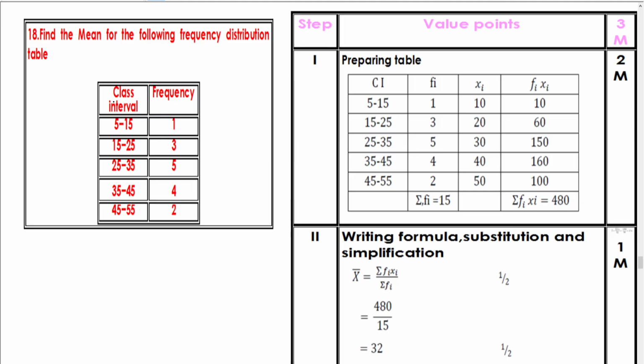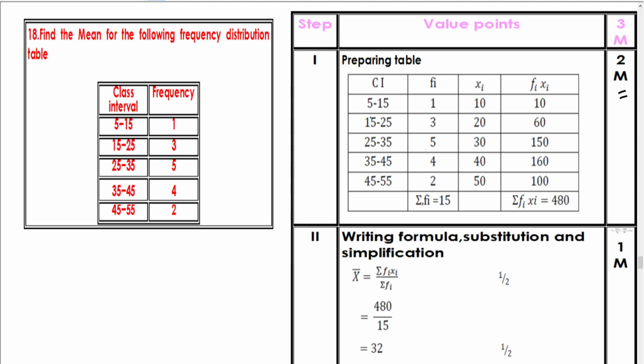Find the mean of the following distribution table. Again, another problem. Try to understand. 5 to 15, frequency you check 1, 3, 5, 4, 2. Many students make mistakes while noting down the values from the question paper in their answer sheets. You have to prepare this table. For preparing the table, you will get 2 marks.